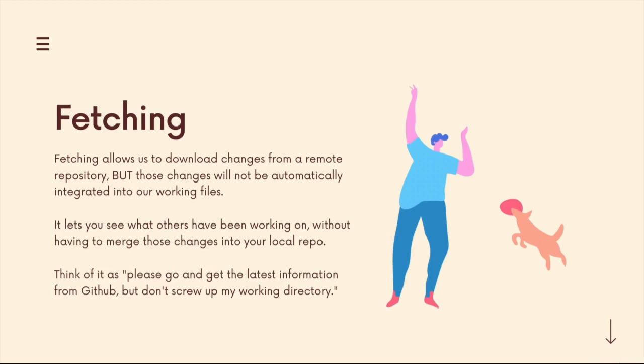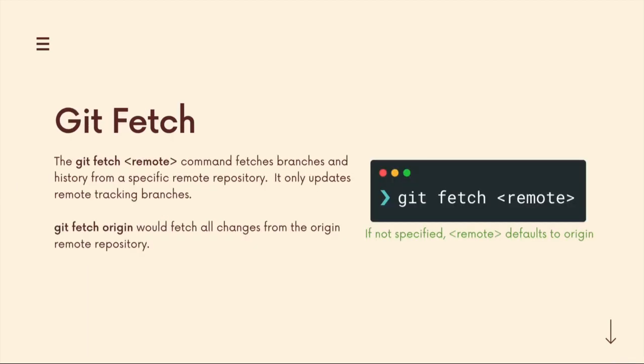So it's a way of fetching the latest changes and having access to them on your machine, but without having to merge them into our actual local working directory, without having to mess up our files. So think of it as this last paragraph. Please go and get the latest information from GitHub, but don't screw up what I'm currently working on. So we'll have access to it using this git fetch command.